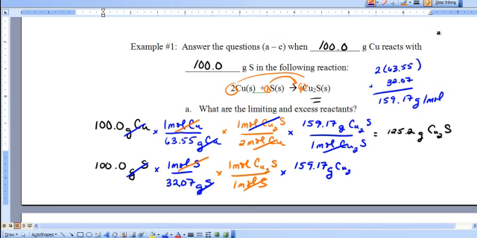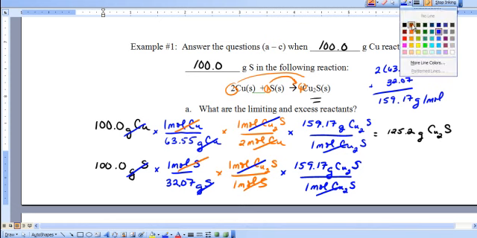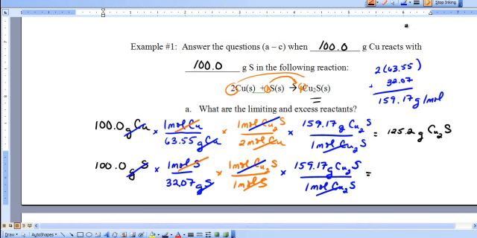We've already calculated this molar mass, so we're good with that. And so we divide out the moles of Cu2S, perform the calculation, 100 divided by 32.07 times 159.17, and I'm getting 496.3 grams of Cu2S. So 100 grams of sulfur can produce almost 500 grams of our product. The 100 grams of copper can only produce about 125 grams of our product.